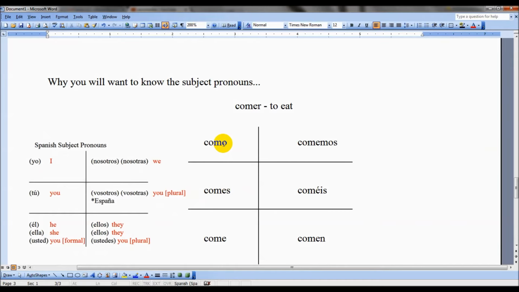So when he writes como right here on the board, you know that como means I eat. You know this because you've memorized that yo or I goes in this top left position of the box. You know that this means you eat. You might know this one down here means he eats, she eats, or you formal eat, because you know this information, and so on and so forth. So it's why it's super important that you memorize this right here.